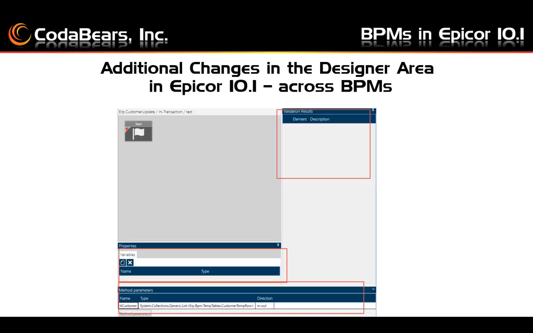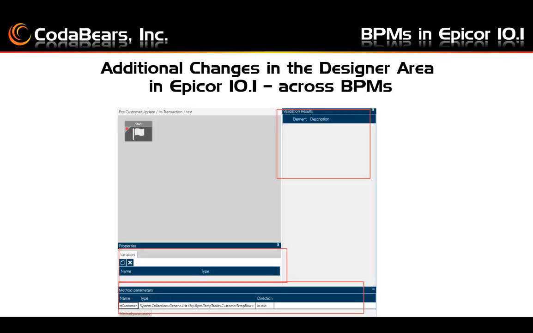This slide shows the differences in the design area across BPMs. Throughout the different BPM types, there are new areas for variables shown down here, and method parameters, and the validation results. Although 10.0.700 did have validation, nothing was shown if the validation was successful. In 10.1 a success message is shown, or an error message if the validation failed.